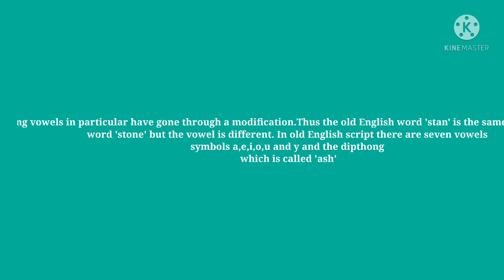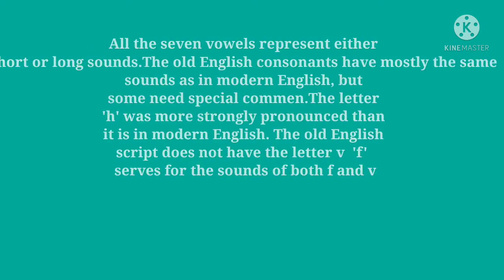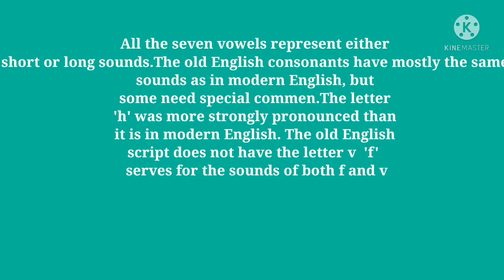But in the Old English script there are 7 vowels: a, e, i, o, u, y, and the diphthong. What is a diphthong? A diphthong is two vowel sounds that are pronounced together to make one sound, like a and e, which is called ash. All these 7 vowels represent either a short or long sound.